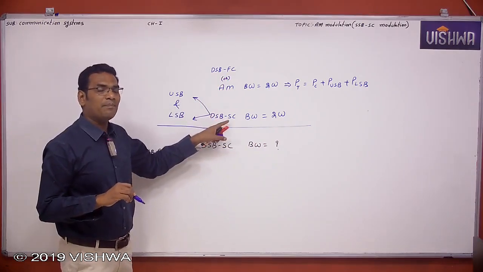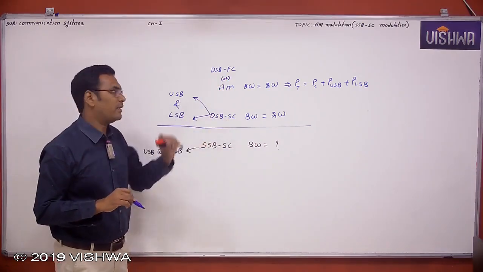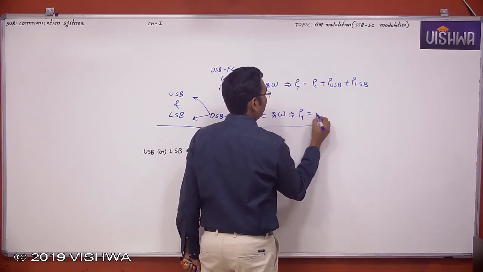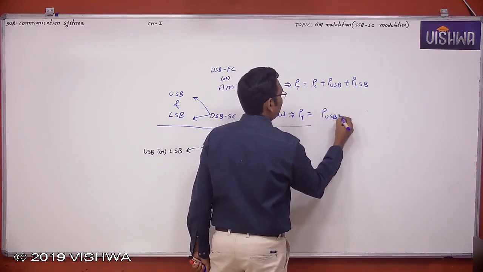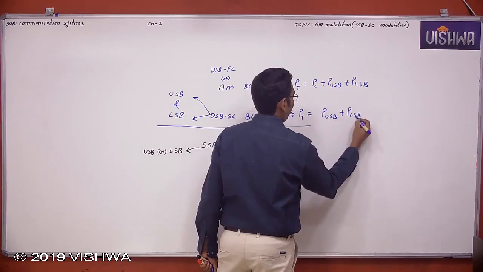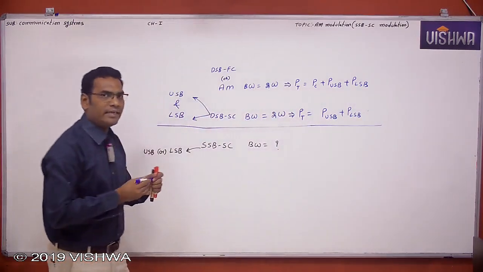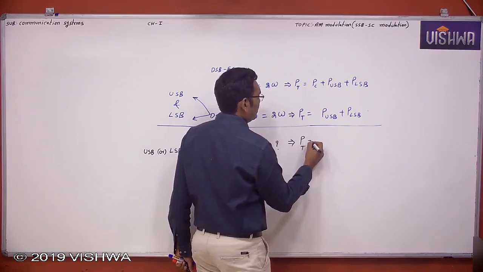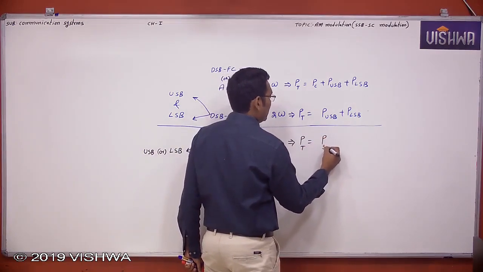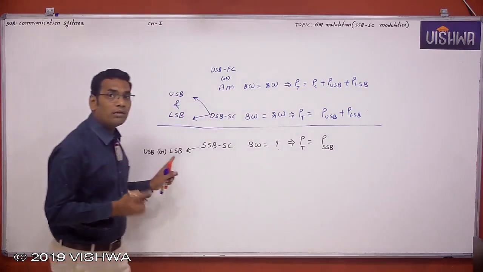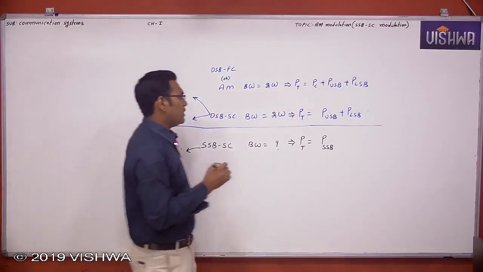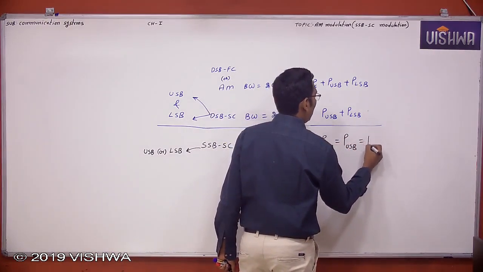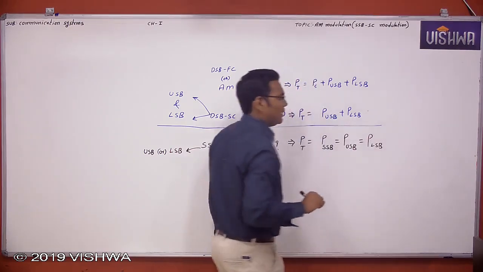Now double sideband suppressed carrier. This is not full carrier; here it is suppressed carrier. The carrier component is suppressed. Therefore the total power is nothing but the upper sideband power and the lower sideband power. Now what about SSB-SC? The bandwidth we need to find, and the total power is equal to the power taken by the single sideband, only one sideband, whether upper or lower. Only one sideband at a time is transmitted.